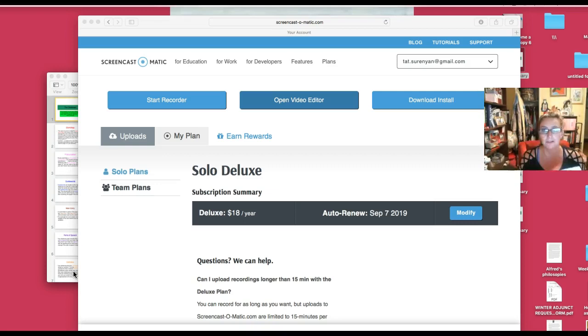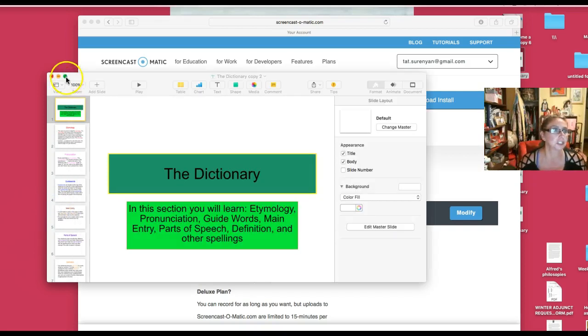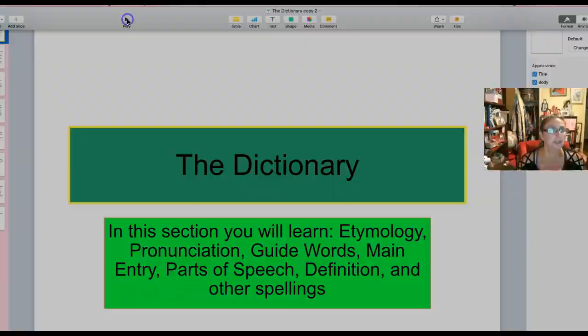So I also have the slides available for you on PDF, so you can download the PDF file and print out the slides on your own. All right, so let's get started with my PowerPoint and my introduction to the dictionary.